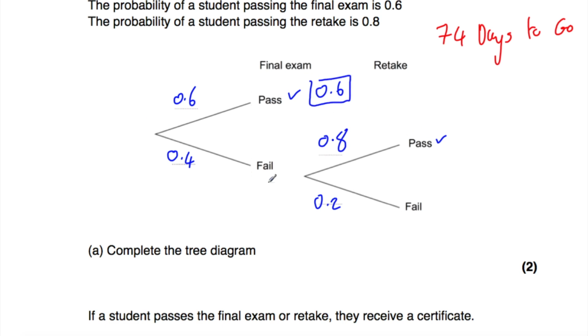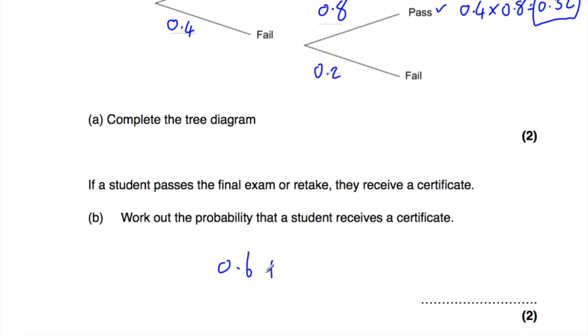In terms of failing the final exam and then passing the retake, we multiply the probabilities along the branches. So we do 0.4 multiplied by 0.8, that's equal to 0.32. So the probability of somebody failing the final exam and then passing the retake would be 0.32. If we add these together, that tells us the probability that they pass either the final exam or the retake, and so the probability that they get a certificate. So 0.6 plus 0.32 is equal to 0.92. That's the probability of a student getting a certificate.